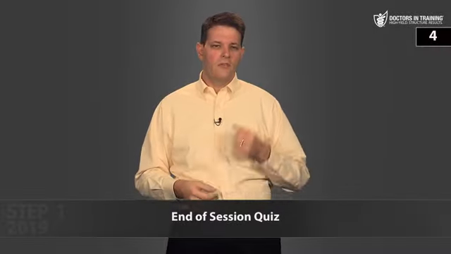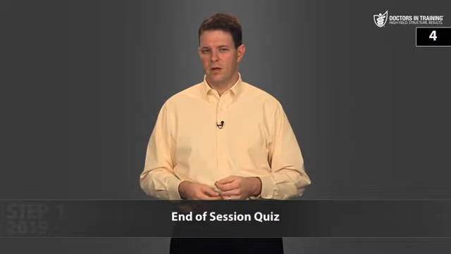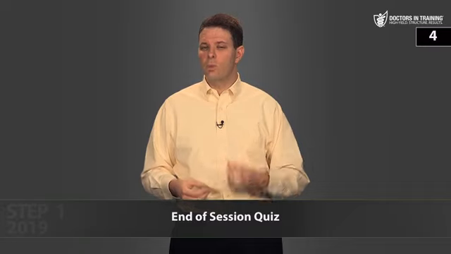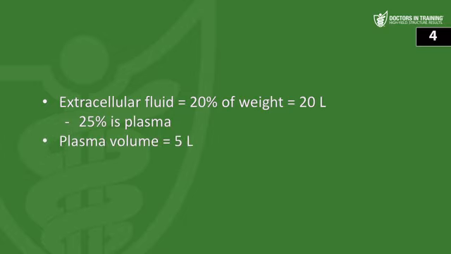First question. A 40-year-old woman weighs 100 kilograms. What is her estimated plasma volume? Well, remember that a liter of water weighs 1 kilogram. And the extracellular fluid is about 20% of the patient's weight. So this patient's extracellular fluid is 20 liters. But of that 20 liters, only 25% is plasma. So the patient's plasma volume is 5 liters.